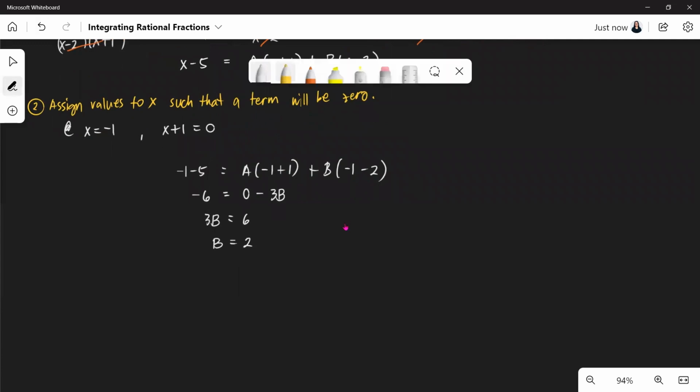So the third step, let me write the third step, is to substitute x with the determined value.